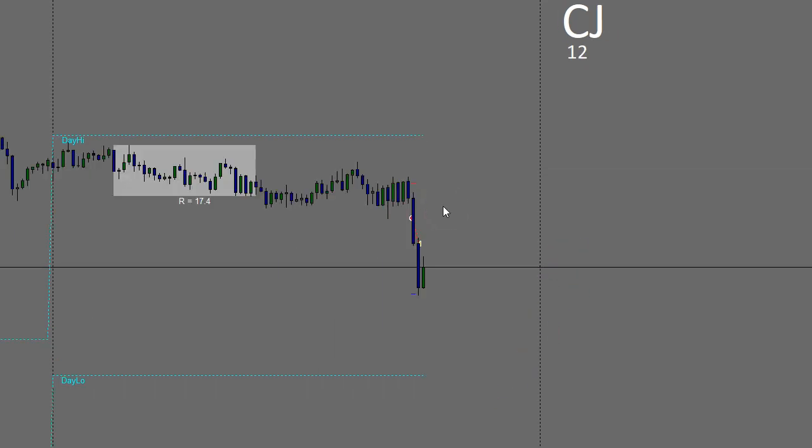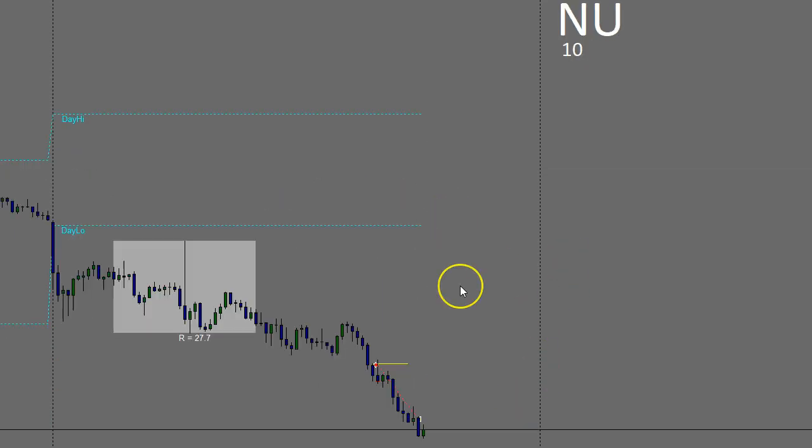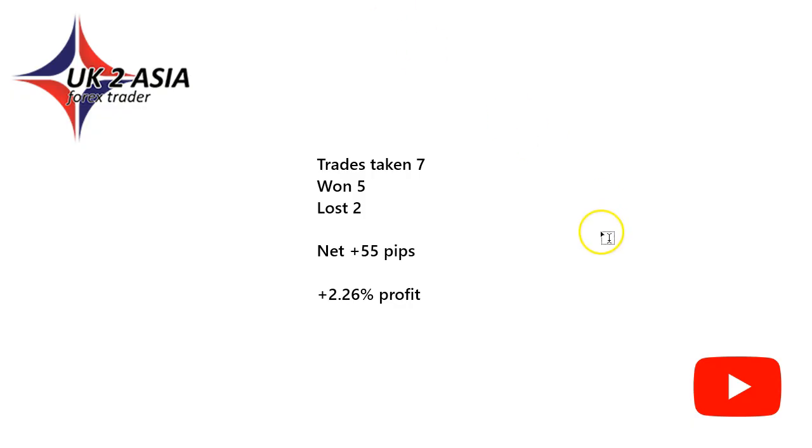And the Canadian dollar, Japanese yen, taking 9 pips on that. New Zealand dollar, US dollar, you can see this nice steady stair-stepping move down here, and that was 18 pips I managed to get on that. And so, number of trades taken today was 7. I won 5 of those and lost 2, giving me a net total of 55 pips, which equates to 2.26% profit on my capital.